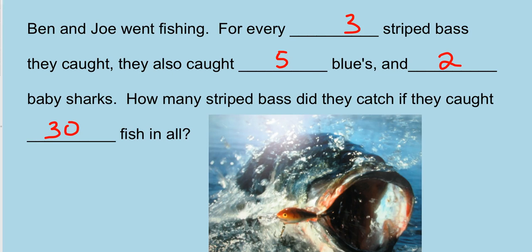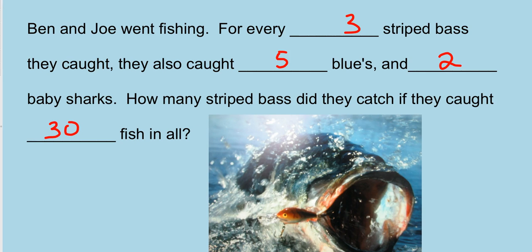Alright, so today we're going to solve some proportion problems. First one, can I have a volunteer to read this? Ben, Joe, and Fisher, for every 3 striped bass they caught, they also caught 5 blues and 2 baby sharks. How many striped bass did they catch if they caught 30 fish?